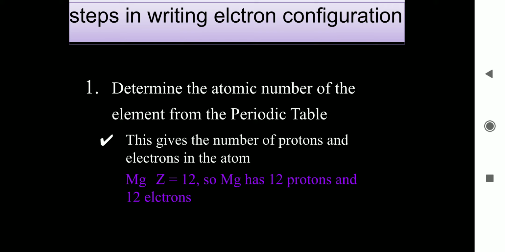Then, next steps in writing electron configuration. First, determine the atomic number of the element from the periodic table. This gives the number of protons and electrons in the atom. Magnesium's atomic number is 12. So magnesium has 12 protons and 12 electrons.